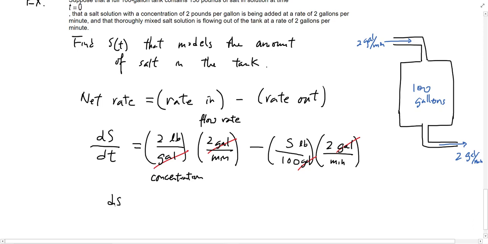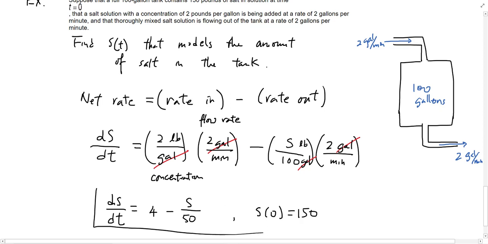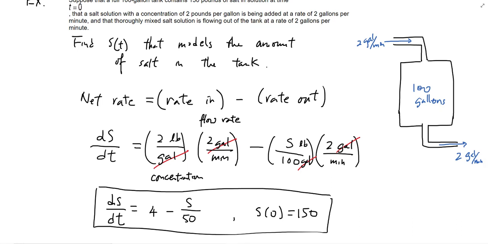So therefore, what we have is ds over dt equals 4 minus S over 50, because the 2 cancels with the 100, and 2 times 2 is 4. And since the problem told me that there is initially 150 pounds of salt in the solution, we also have an initial condition. So this differential equation with this initial condition describes this scenario of a 100-gallon tank with 150 pounds of salt, where a 2 pounds per gallon solution goes into the tank at 2 gallons per minute, with the excess draining out at 2 gallons per minute.